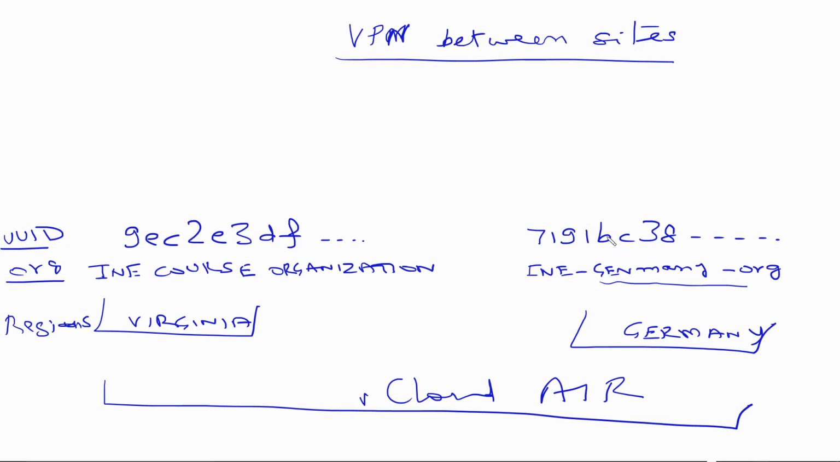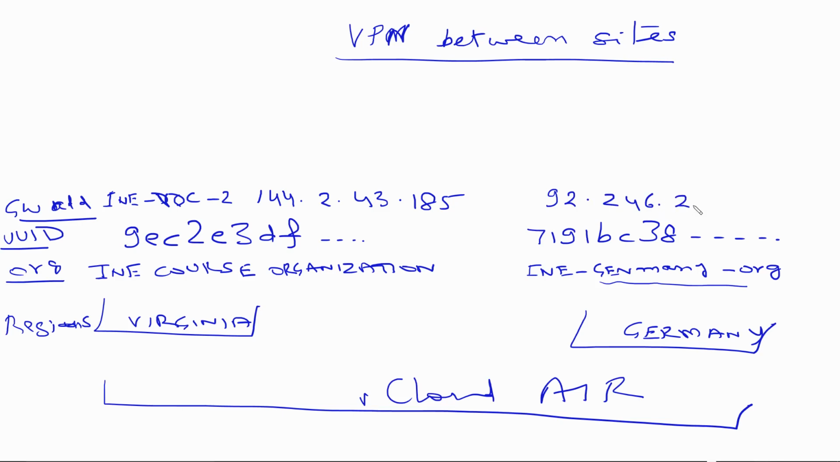Now the gateway address in Virginia, I have two data centers there, but in the INE VDC 2, the IP address is 144.2.43.185, and the gateway address in Germany is 92.246.246.233, and I will show this to you again when we are back in the lab to show this to you live.